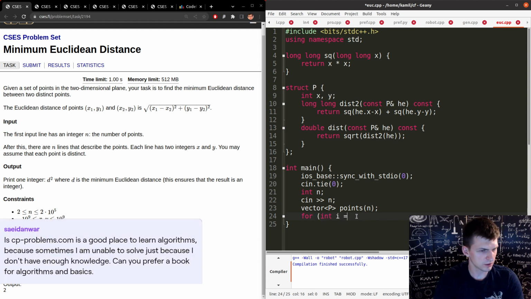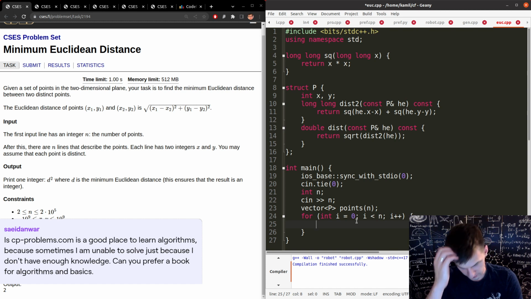Is CP algorithms a good place to learn? You need to be already good enough to do that. CP algorithms isn't properly structured or sorted by difficulty. If you're good, then yes, CP algorithms is great. But if you're a beginner, you shouldn't use it at all.